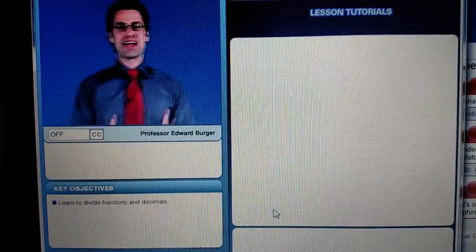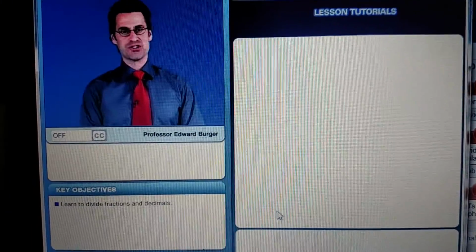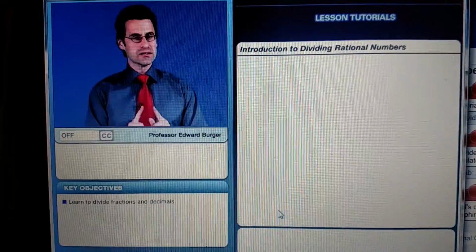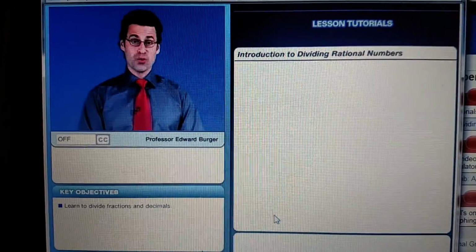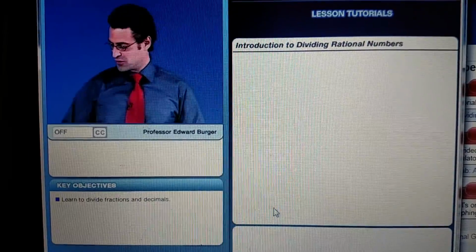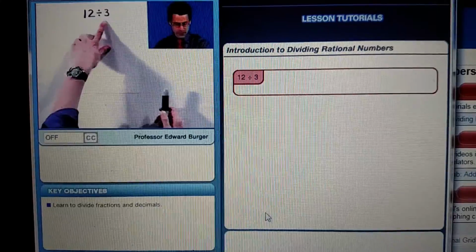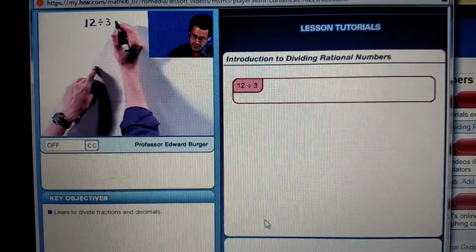Now I want us to figure out how to divide rational numbers. And it turns out if we just think about what we already know a little bit carefully, we'll figure out the whole thing for ourselves. Let's check out this simple question here. What is 12 divided by 3? Well, that answer we know is 4.